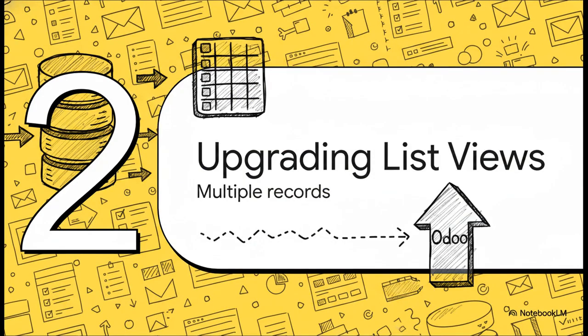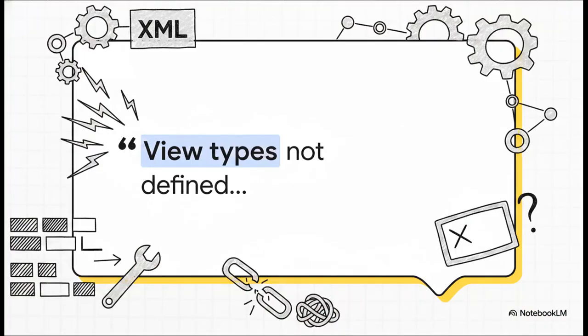Moving on to Section 2, Upgrading List Views. Okay, if you've been working with Odoo 18, I am willing to bet you've hit this exact error message staring back at you, view types not defined. Or maybe you got a weird uncaught promise error. This is a huge, massive pain point for developers who are upgrading their skills right now, and honestly, it all comes down to just a single tag.